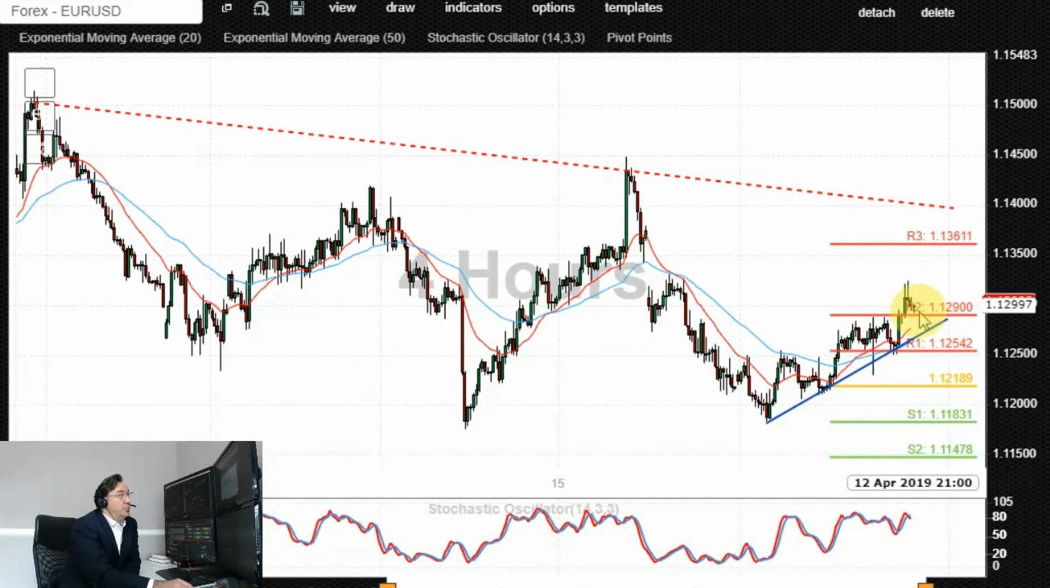Alternatively, a pullback and a loss of that rising trend line, and in particular loss of 1.1250, would negate the bullish outlook and then open up the way for a deeper retracement lower towards 1.1220. Confirmed loss of that level and an end of day close below that level would open up the way for a retest of 1.1180, 1.1150, possibly even 1.11 to the downside.